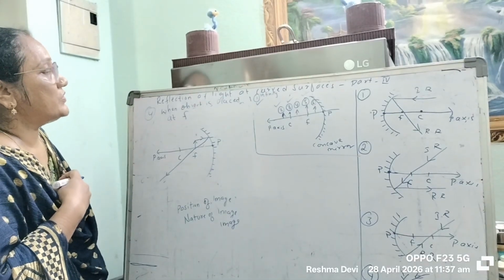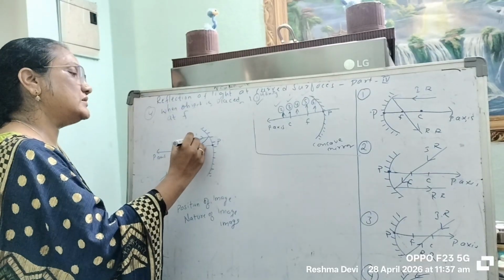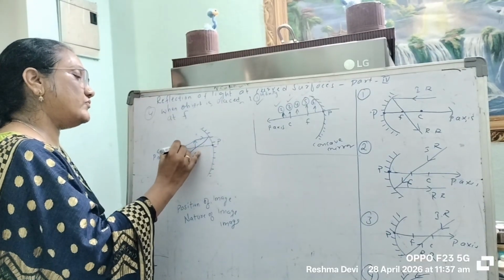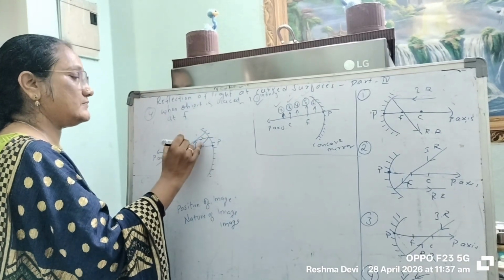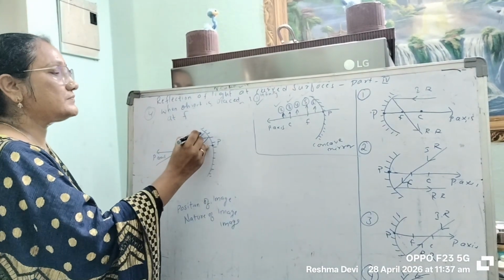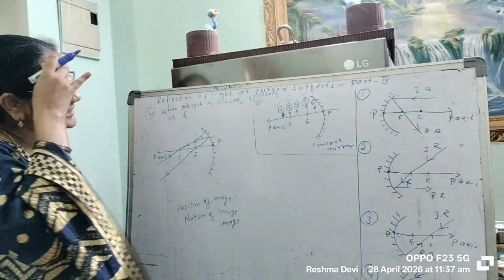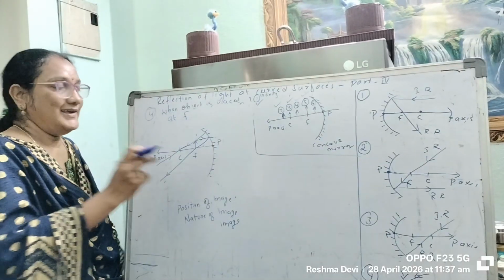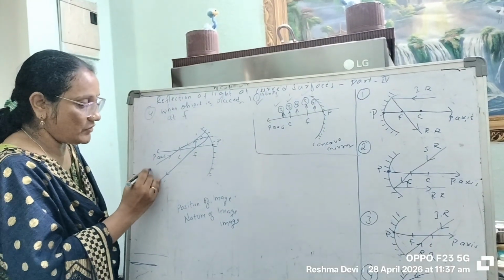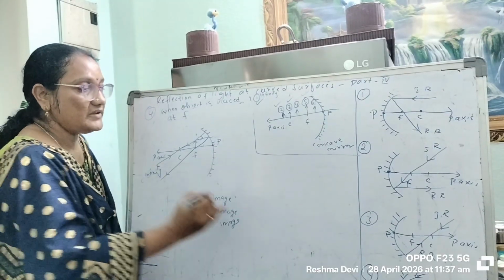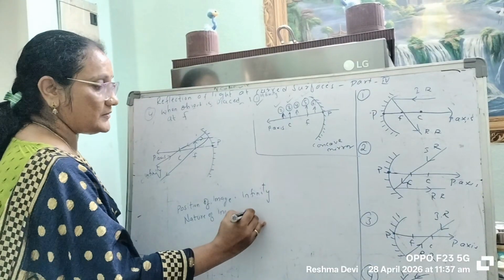let us draw another line. Assume it is passing through the center of curvature. Like this. After reflection, right, again retraces the original path. Now see, here when object is placed at focus, then image is formed at infinity. Position of image, infinity.